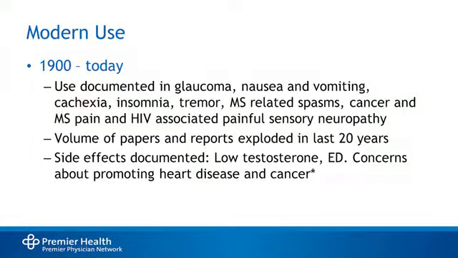In the last 100 years, the use has been documented in glaucoma, nausea, vomiting, cachexia related to HIV, insomnia, tremors, multiple sclerosis-related spasms, cancer, and multiple sclerosis pain, as well as HIV-associated painful sensory neuropathy. The volume of research has exploded in the last 20 years, especially as it's been used and noted to be effective in the treatment of certain types of seizures.